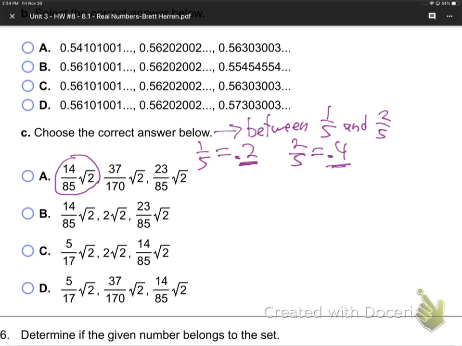Well, I'll go on to another problem. Can you guys take your calculator and take 14? So on your calculator, you would go 14 divided by 85 times the square root of 2 equals. And I just want to make sure you're able to get your own decimals for each of these. So 14 divided by 85 times the square root of 2. What is it going to be?